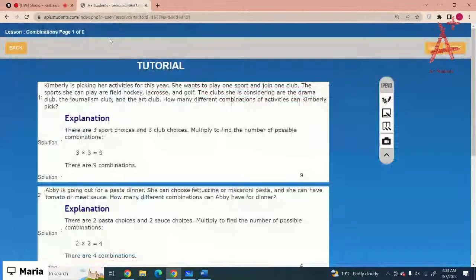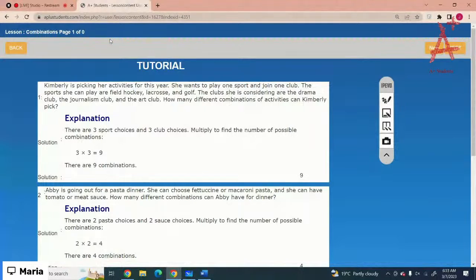Okay, let me just read the first question. Kimberly is picking her activities for this year. She wants to play one sport and join one club. The sports she can play are field hockey, lacrosse, and golf. The clubs she is considering are the drama club, the journalism club, and the art club. How many different combinations of activities can Kimberly pick?